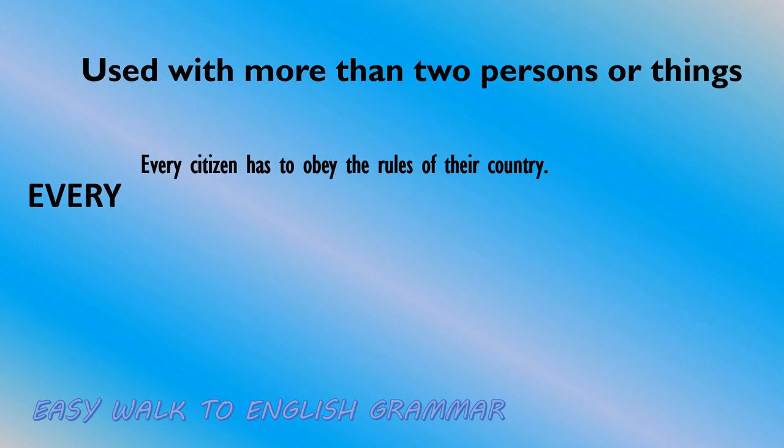Coming to the examples, every citizen has to obey the rules of their country. The reference is to more than two. Likewise, every person wishes happiness. Here also the reference is clearly to more than two persons. I think the description of every is clear to you now.